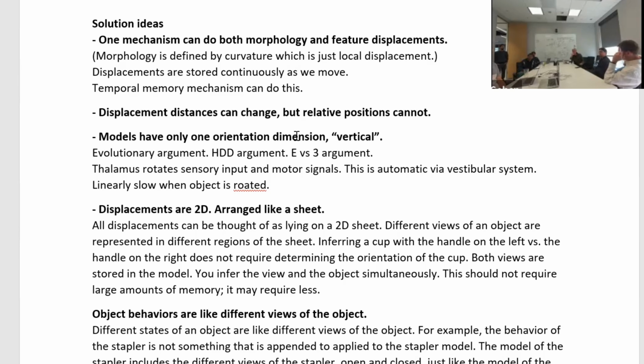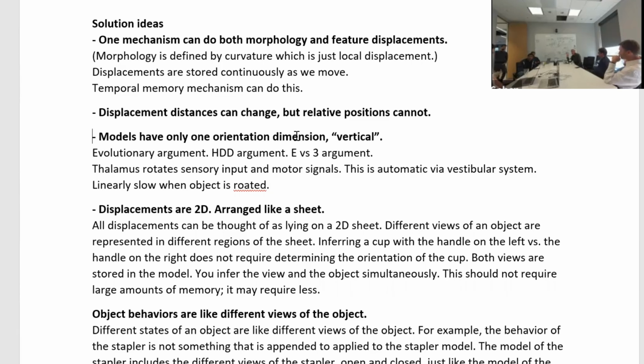I didn't write down all the evidence here, but maybe a few of them. So this is the third point: models have only one orientation dimension, which is vertical. There's a lot of evidence that we learn models in the vertical, and in particular, one dimension of orientation has to be correct. When I gave the example of writing the E and the 3 and the M and the W, it's not like I see the M and the W as the same thing rotated. I just see one as an M and one as a W, and that's it.